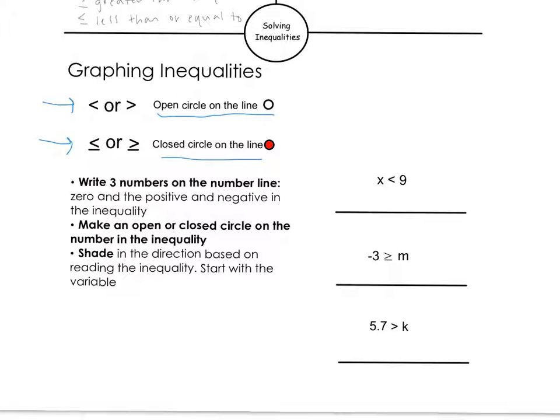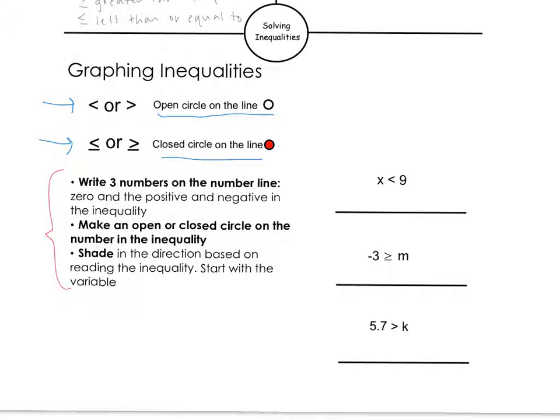Here's a couple important pieces to remember. When we graph, we need to write 3 numbers on the number line, 0, the positive and negative from the inequality, make an open or closed circle on the number line based on the inequality, and shade in the direction based on reading the inequality.